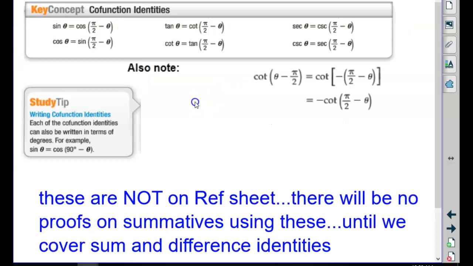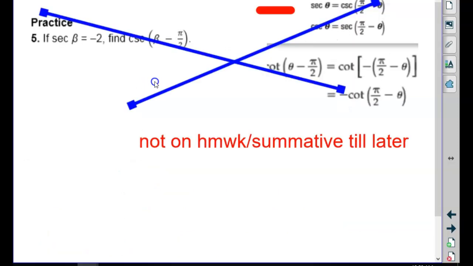So, for example, these are all just in radians. All right, these are on the reference sheet. Does everybody see them on the reference sheet? Co-identities. We're not going to use these until later when we do sum and differences, so I'm going to skip all this.